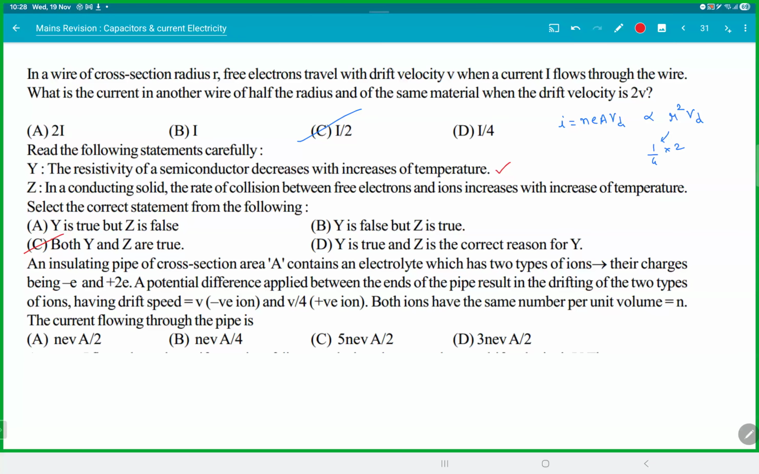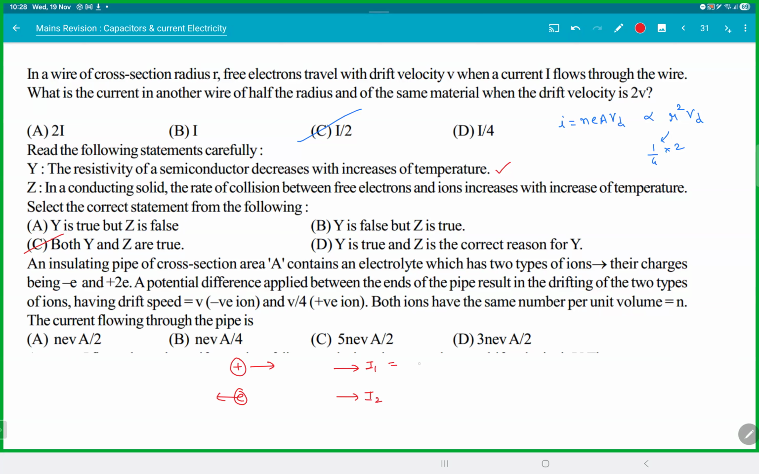An insulating pipe of cross-section area A contains an electrolyte which has two types of ions. You have to be careful here. The positive and the negative charges will travel in opposite directions, but both will give current in the same direction, because the flow of positive charge is called current.